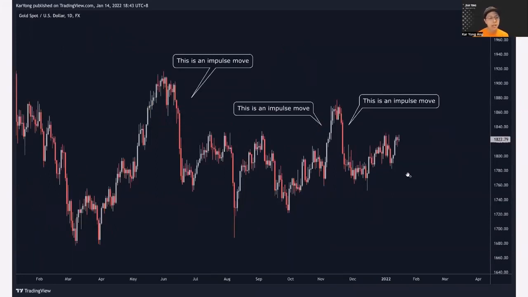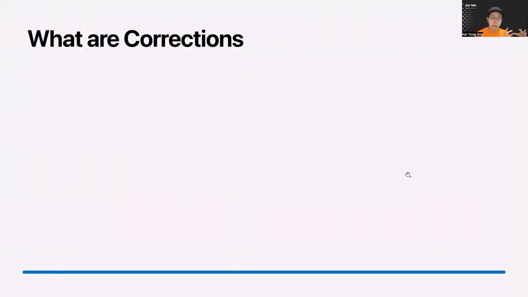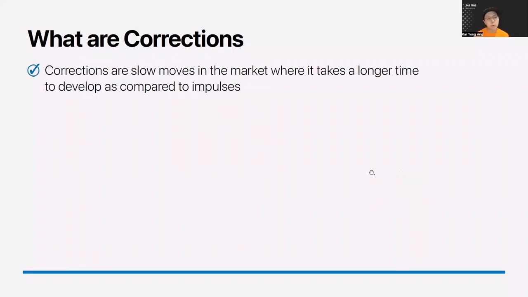So that's the first type of movement in the market. Now, if today the market is not moving fast, then the next thing that it can develop is a slow move, and we give it a name, it's called corrections. So if the market is not moving impulsively, then naturally it's going to be a corrective move, because in the market, there's only two ways the price can move, fast or slow. Fast is impulse, slow is correction. So corrective moves are slower in nature. They take a longer time to develop, and in terms of price movement, they're smaller. It's not moving as fast as impulsive.